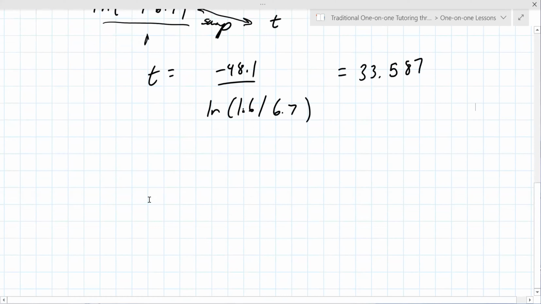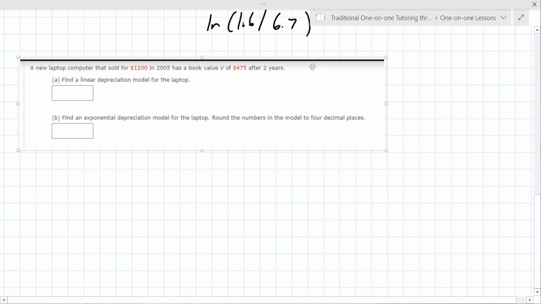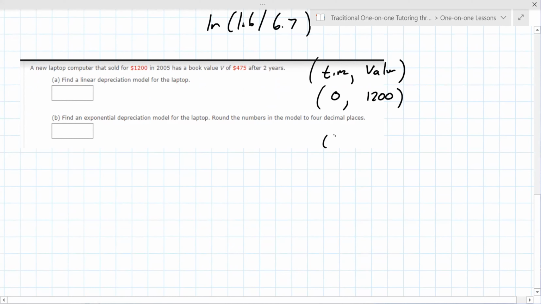Find, okay, so a new laptop computer that's sold for $1,200 in 2005 has a book value V of $475 after 2 years. So they're giving you two ordered pairs. They're telling you the value, which is y, and they're giving you time, comma, value. And sometimes it's good to write that out just to make sure you get the data points down. So time 0, it's $1,200. And after 2 years, it's actually worth 475.